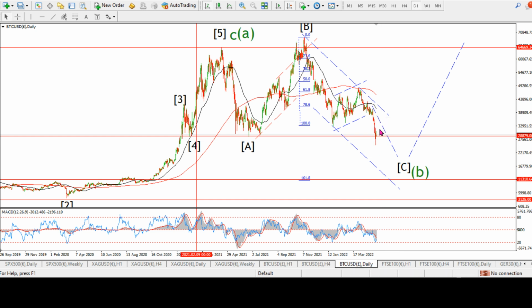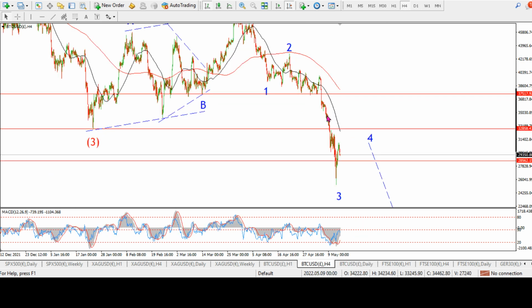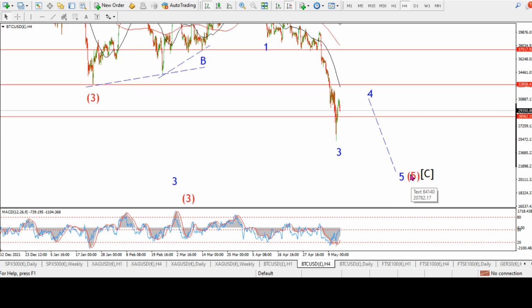And I don't think this final 5th wave is done just yet. So on the 4-hour count, I think we're tracking 5 waves down in wave 5 of C. Now let's get rid of you.